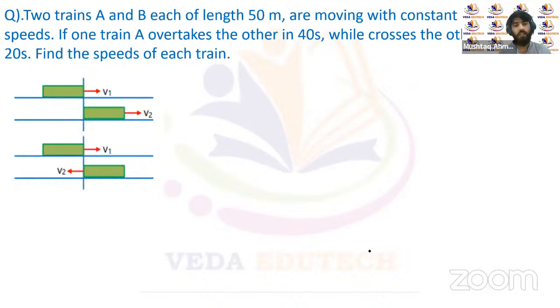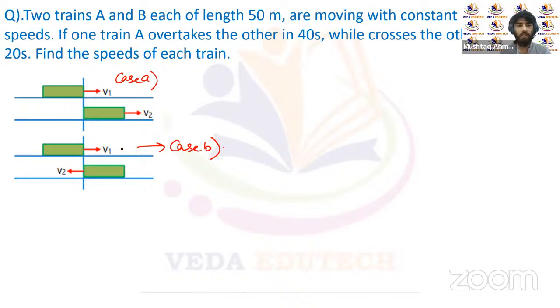Let's discuss another similar question here. Two trains A and B, each of length equal to 50 meters, are moving with constant speeds. If one train A overtakes the other in 40 seconds while crossing the other in 20 seconds, find the speed of each train. You can see in this diagram that there are two trains, train A and train B. There are two situations. I call this case A, and this other situation case B.